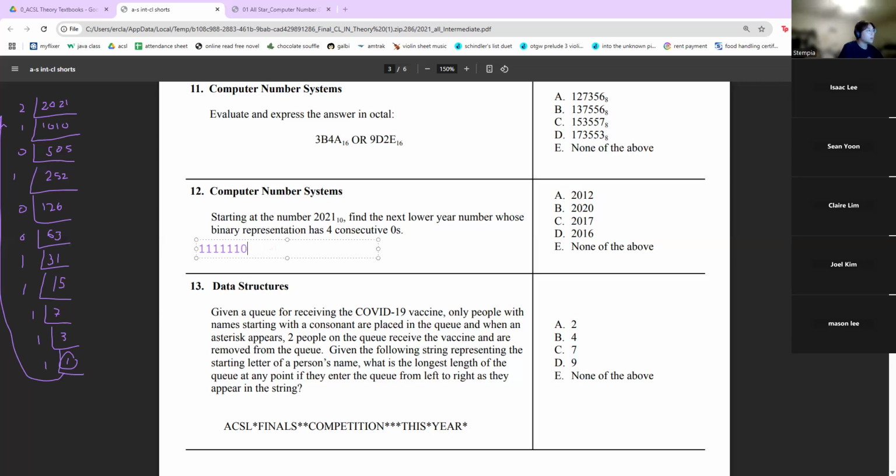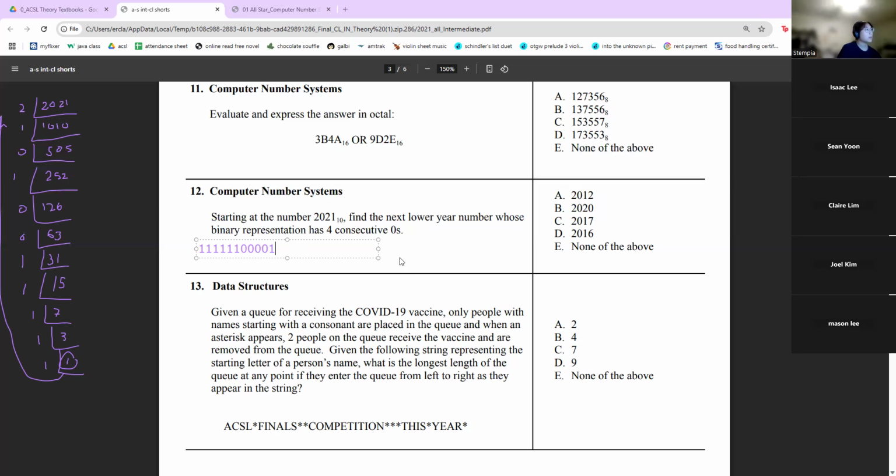Oh, no, I'm dumb. Sorry. Make sure you guys are reading carefully because I totally did not there. It says find the next lower year number. So we're supposed to be going backward, right? My bad. If we're subtracting 1, we're left with this. If we subtract 1 again, we're left with that. Subtract another 1. Subtract another 1. We're left with 1, 1, 1, 1, 1, 1, 0, 0, 0, 0, 1. That is going to be the next lowest binary number that has 4 consecutive zeros.